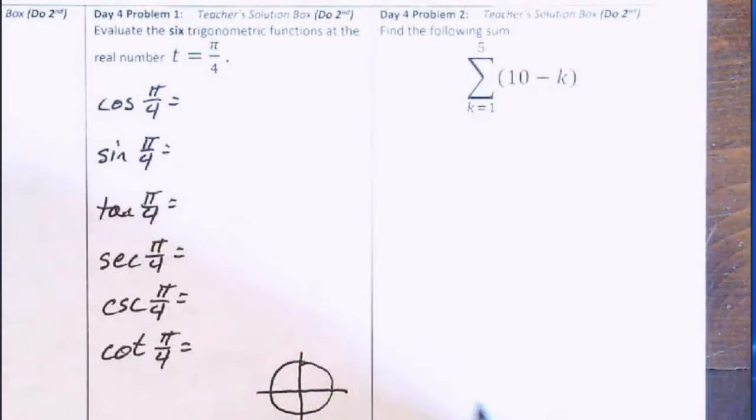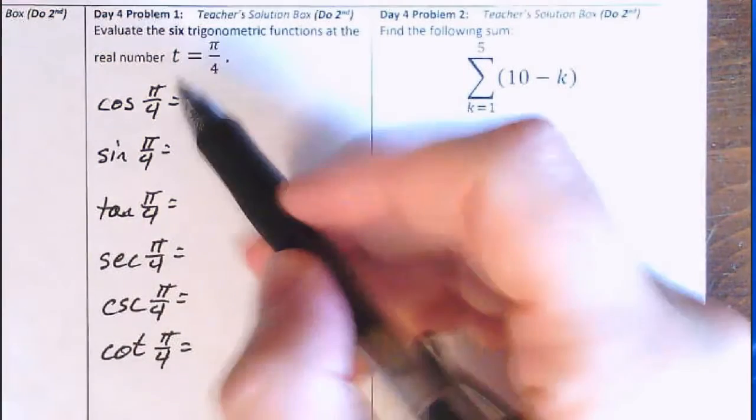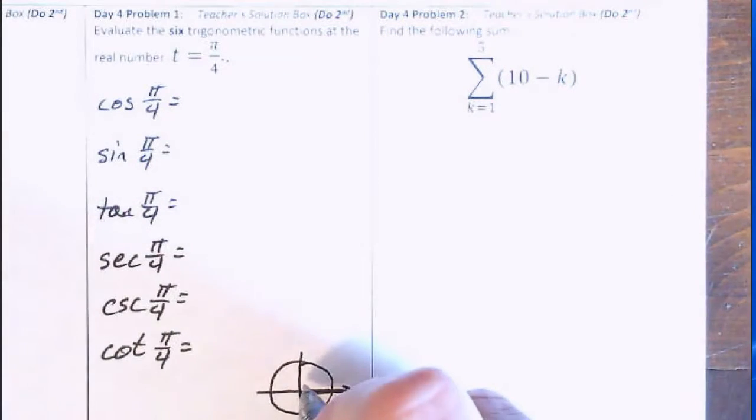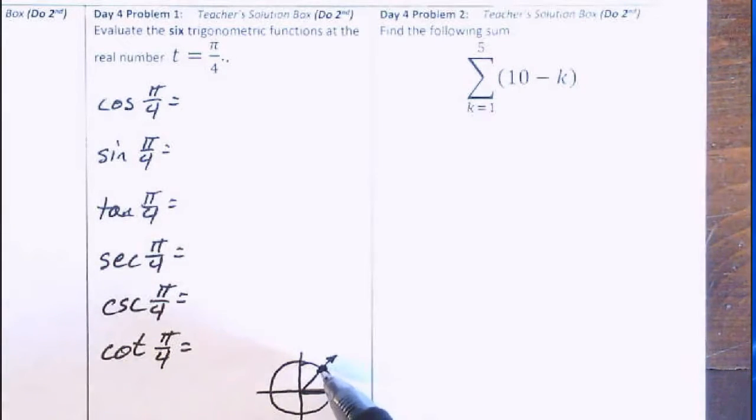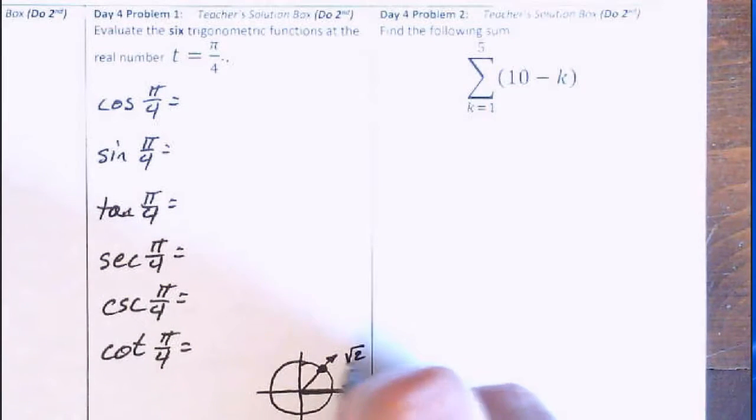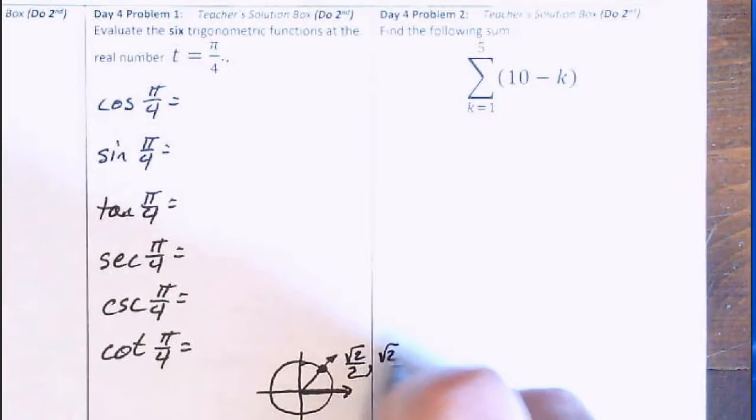Now pi over 4 radians is equivalent to a 45-degree angle. So if this is one side of the circle extending to the right along the x-axis, a 45-degree angle or a pi over 4 radian angle comes up like this and touches the unit circle right there. That has an ordered pair that goes with it. You can look in the back of the book to find out that ordered pair. It's the square root of 2 over 2, comma, the square root of 2 over 2.